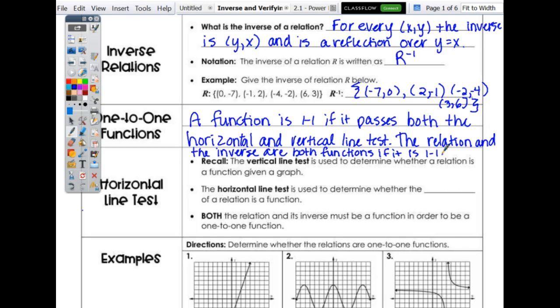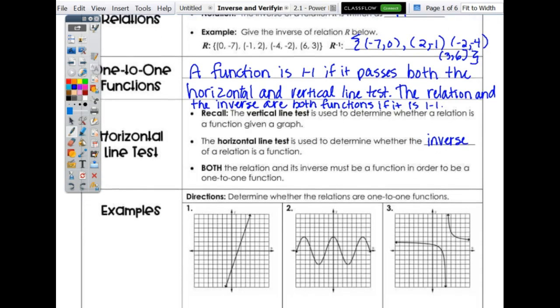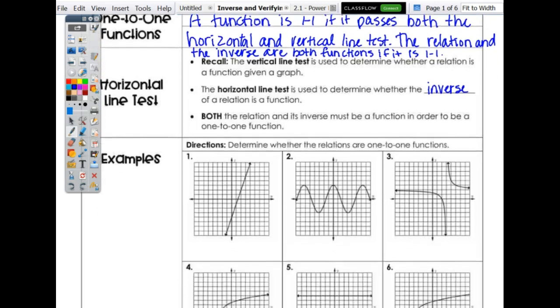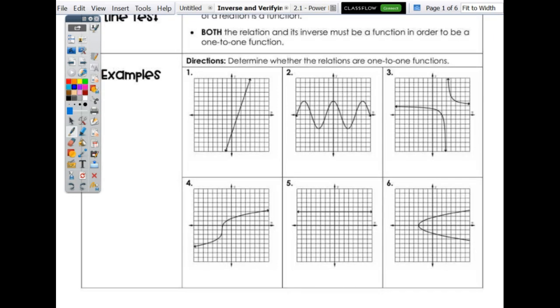So when we look at a graph, it's a function if it passes the vertical line test. The horizontal line test is used to decide if the inverse is a function. So both, it has to pass the vertical and the horizontal line test if it's going to be 1-to-1. So if I look at this graph, does it pass the vertical line test? Yes, that means that this is a function. Does it pass the horizontal line test? That means that the inverse is a function, and since it passed both, this graph is 1-to-1.